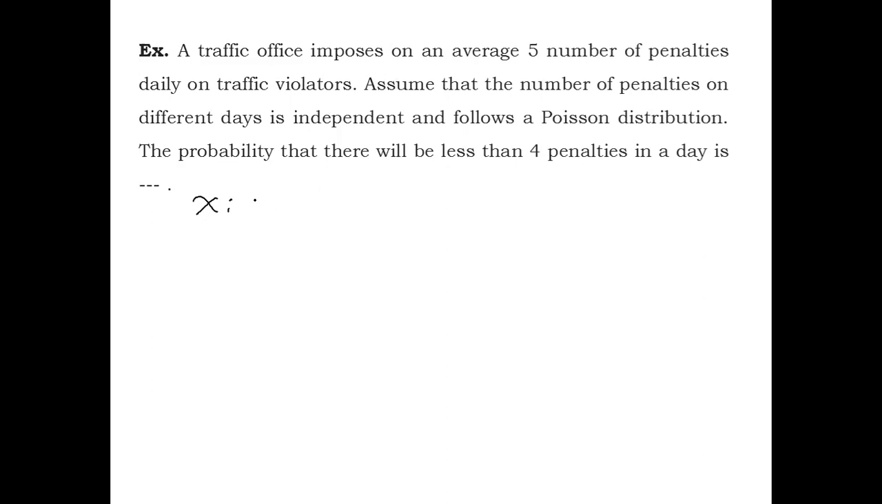So number of penalties, I will be defining x as the number of penalties on a particular day. So x follows Poisson distribution with parameter lambda. But what is lambda? We know that if x follows Poisson distribution with parameter lambda, then the mean of x is nothing but lambda. So 5 is the mean.